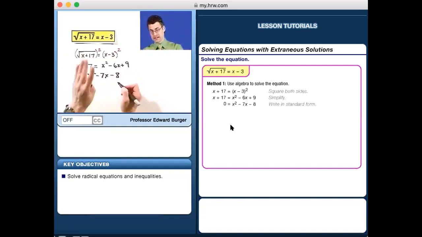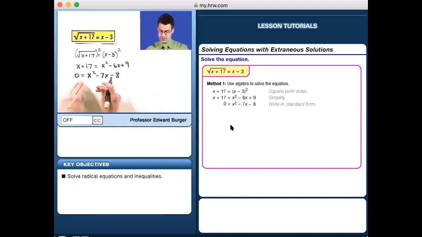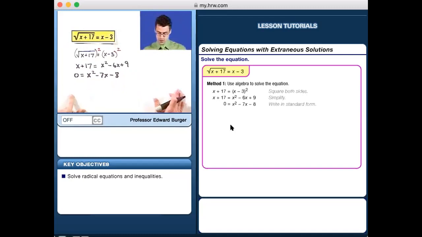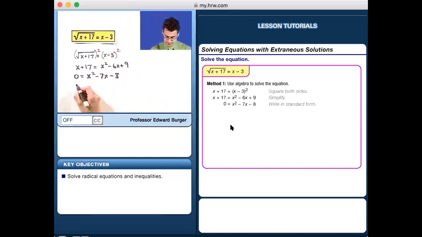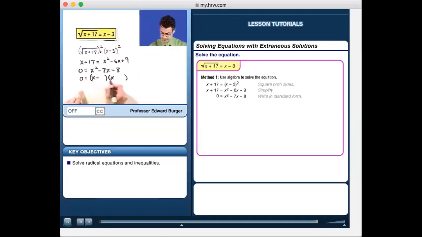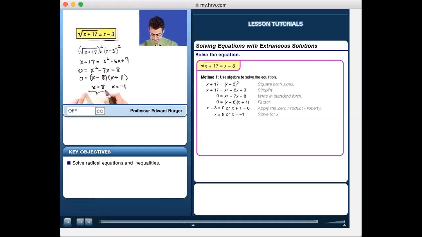Remember, if you're going to factor, you want everything to equal 0, so that when you have a product of things, one of them has to be 0. Does this factor? Oh boy, I hope so. Signs are opposite. 8 and 1 works. So therefore, either this equals 0, which means x equals 8, or this equals 0, which means x equals -1. Cool. All right, so we have 2 answers. And now we have to check them.